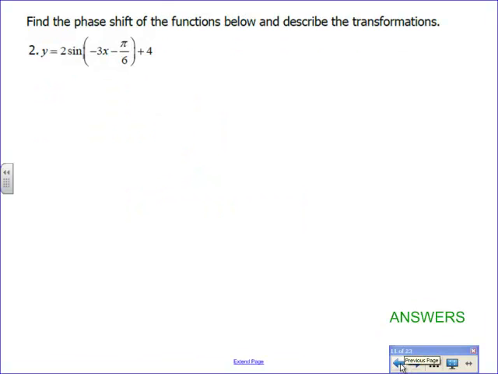In example 2, take a second, look it over, decide if you're going to have to factor out a B or a C value, hit pause, try to work it out, and when you're ready, hit play again to reveal the answers.